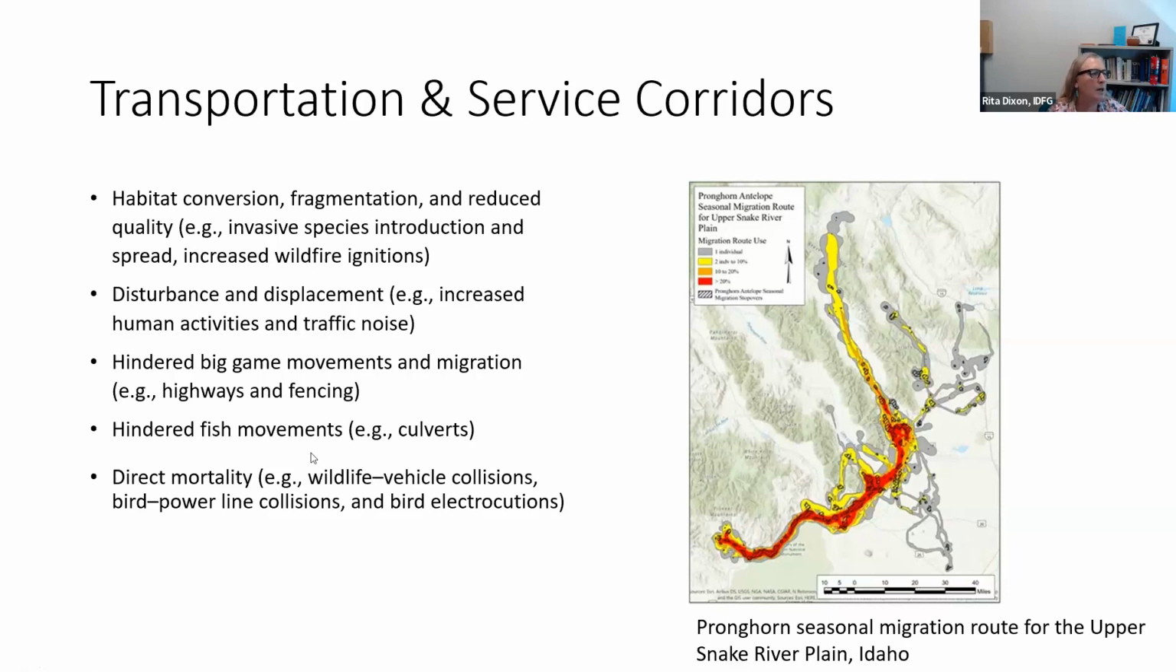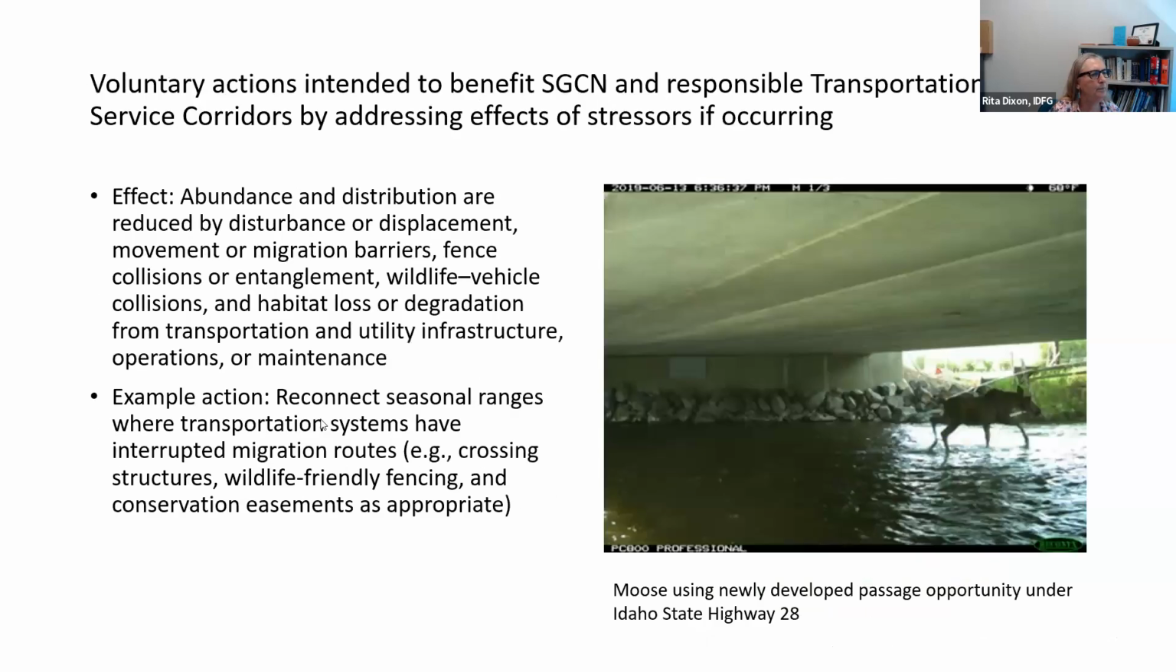But it can also affect fish movements through culverts or other types of infrastructure. It can cause direct mortality, and then also can result in habitat conversion, fragmentation, and reduced quality. For example, invasive species introduction or increased wildfire ignitions.